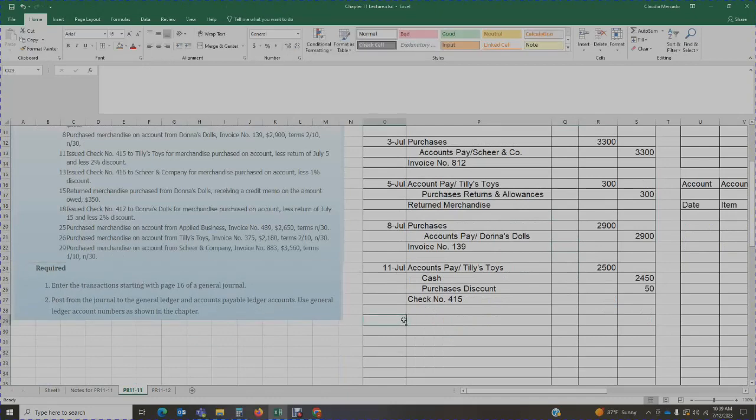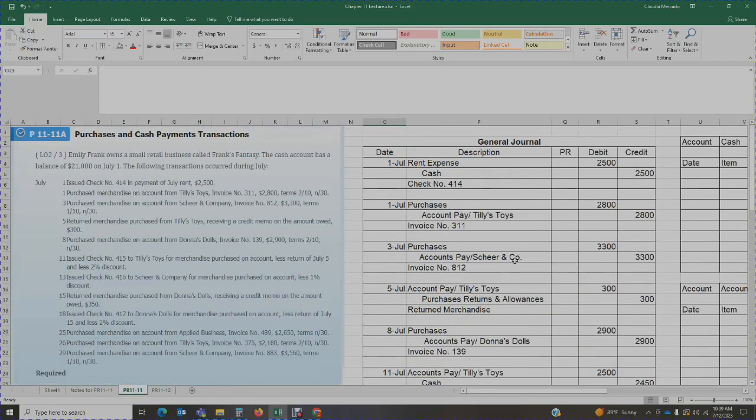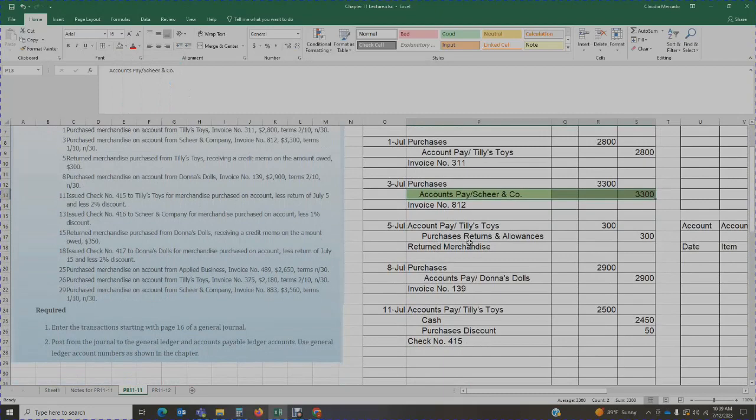On July the 13th, we issued check number 416 to Shear and Company for merchandise purchase on account, less a 1% discount. So now we are going to be looking at Shear and Company. So let's locate our entries to Shear and Company. We've got an entry here. And that's it. We only have one entry. They didn't have any returns, so we have just one entry to do. So according to our history here, we owe Shear and Company $3,300. So this is happening as of July the 13th.